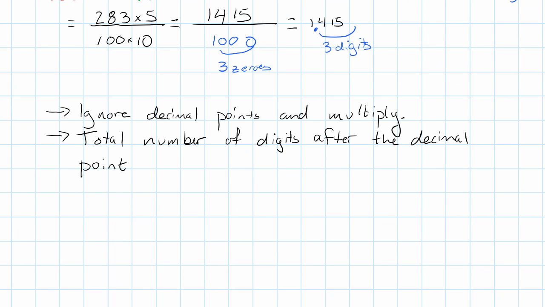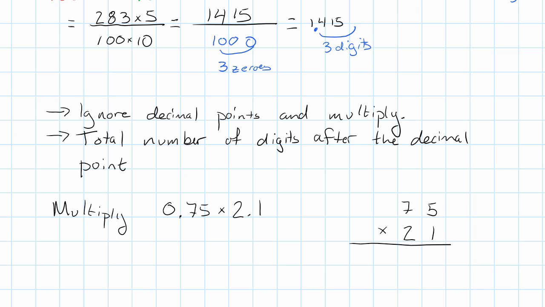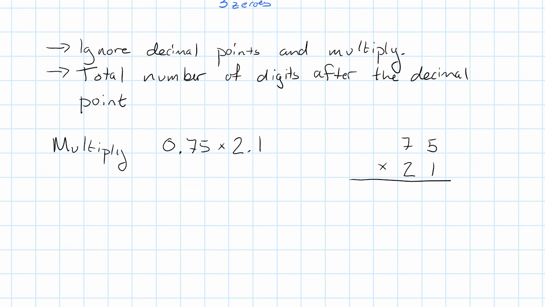Let's see an example without the fractions. Let's say we want to multiply 0.75 times 2.1. So first we're going to write these numbers down without even looking at the decimal points. So 75, 21. We'll multiply. That means first we'll multiply by the ones digit. 1 times 5 is 5. 1 times 7 is 7.